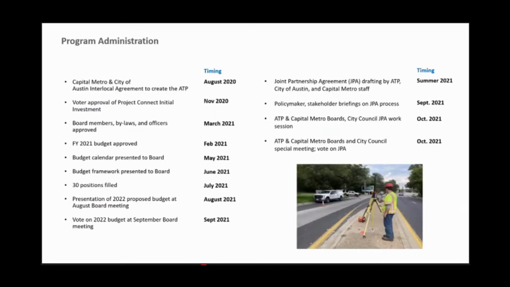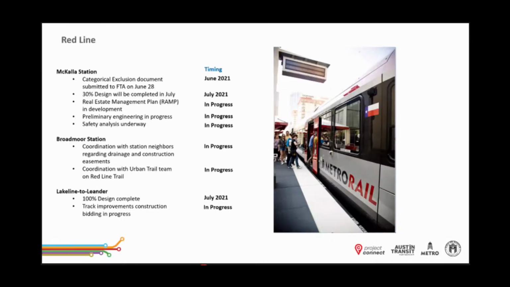Since Proposition A passed in November 2020, we've reached multiple milestones for the program. As you can see, there are too many to name here, but here are some of the highlights. We've established the Austin Transit Partnership, or ATP, which is a partnership between CapMetro and the City of Austin to implement Project Connect. The team continues to work on planning the new McKalla Station, including additional bus infrastructure. Work on the new Broadmoor Station has also begun, and improvements are being made to increase capacity and frequency on the Red Line.